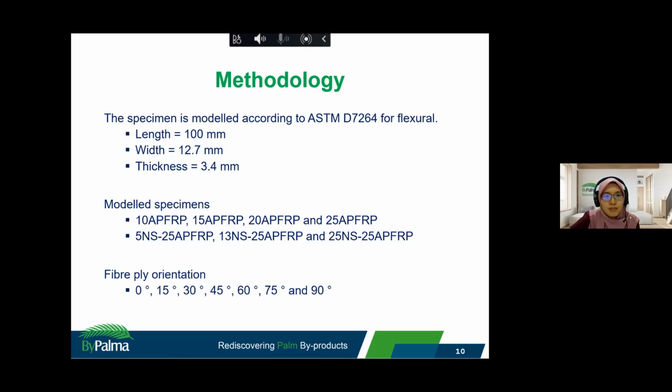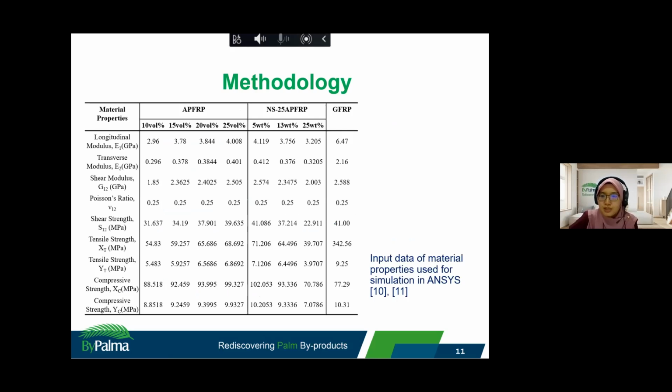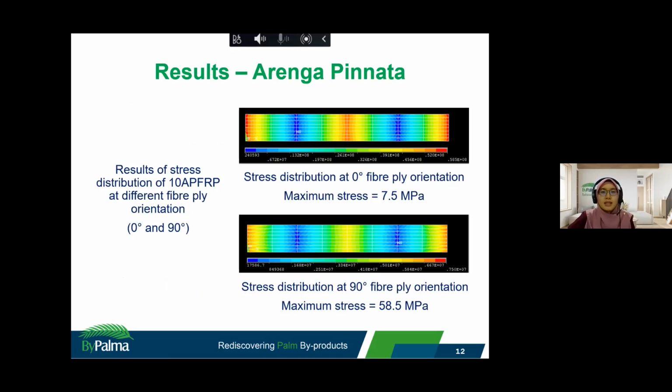Then moving on to the specific dimension that we are going to use in the analysis, and also the different type of specimen and the different fiber ply orientation. We are going to use the same input data of material properties since we are using the same specimen. Then moving on to the results, when we complete all the steps of the simulations, we have the stress distribution. As you can see, it gives us the same trend, but a slightly different value.